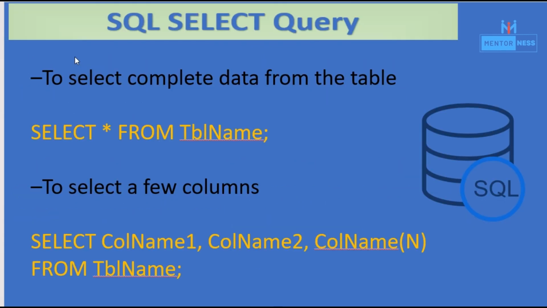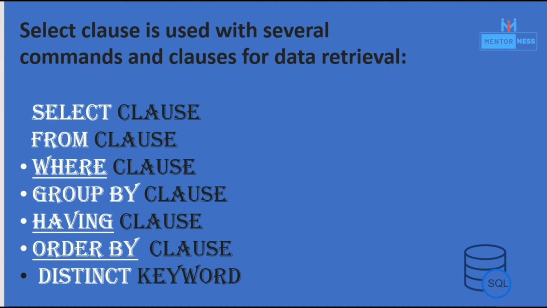We will see the syntax and basic queries of the select statement. The syntax is select column_name from table_name. To select a few columns, we specify column names separated by commas. To select complete data from a table, we use the asterisk symbol. It means all. The select statement is the heart of data retrieval. It is used with several commands and clauses for data retrieval.